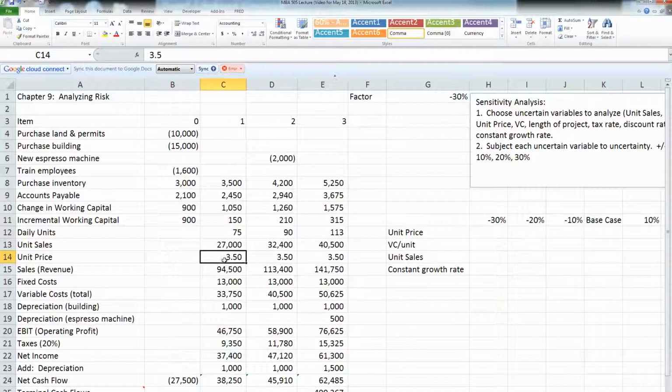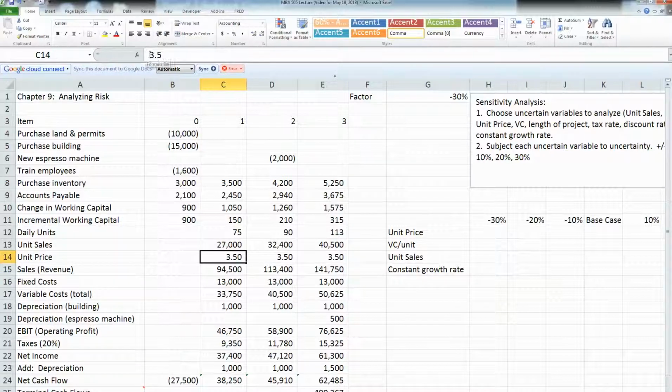If I change this cell, it doesn't impact cell D14 because I didn't create a link in D14 to C14. I just typed in $3.50 in all three of these cells. Well, I want to try to be efficient, so since I want the same price in each of these three cells, I am going to link year 2's unit price to year 1. And I will link year 3's unit price to year 1. So now if I change this from 3.50 to 4, it changes all the years after that. That will just make my life a little bit easier.